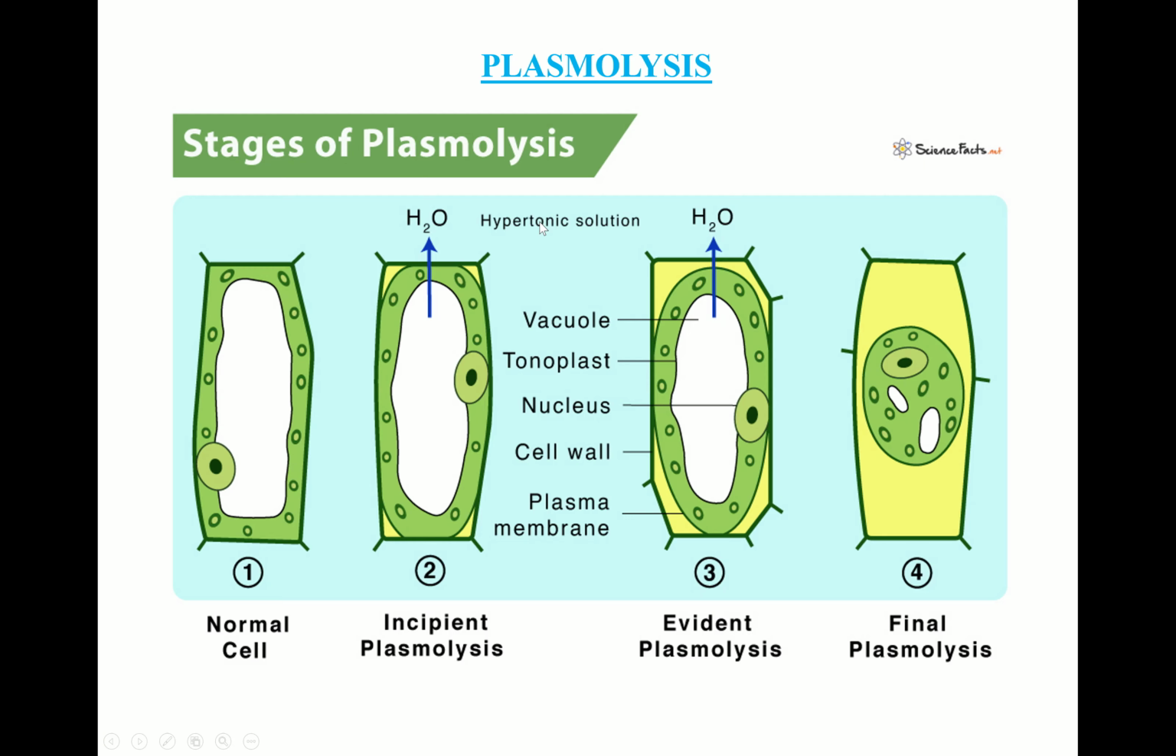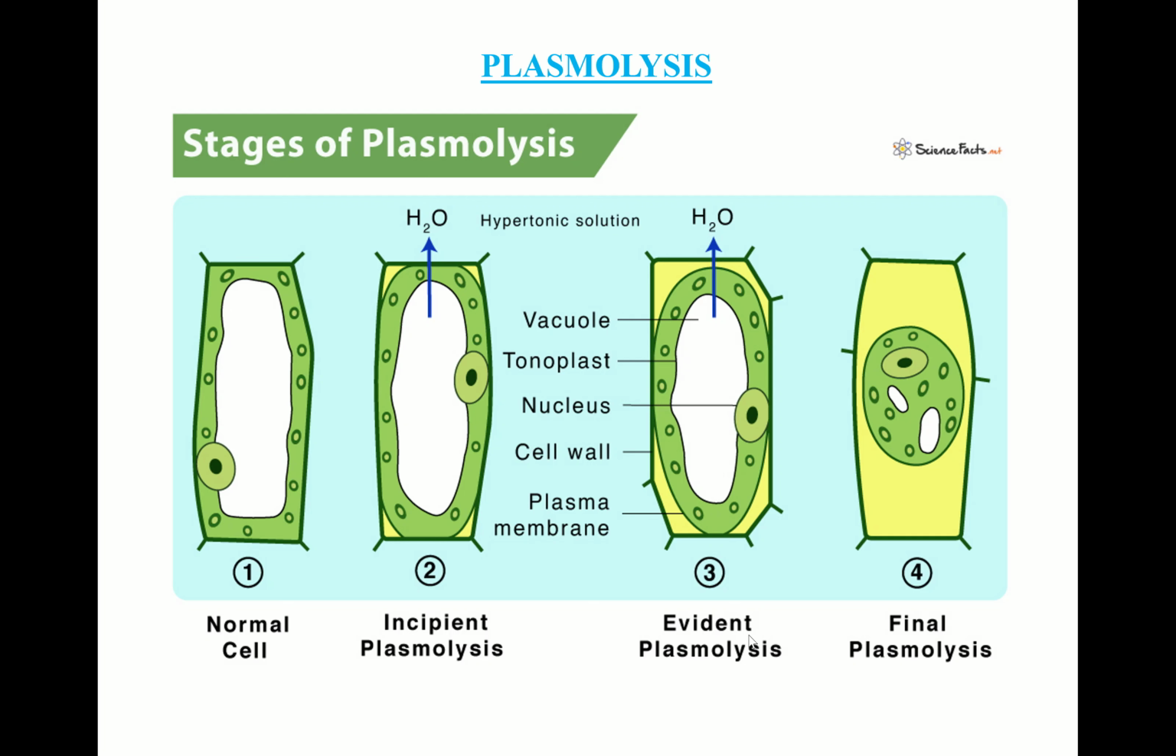Let's see plasmolysis. What is plasmolysis? We can define plasmolysis as the shrinkage of the protoplasm. You can differentiate: this is a normal cell and this is incipient plasmolysis. Here the plasmolysis has just begun. You can see there is a shrinkage of the protoplasm, and it has started moving inward, and you can see the space here. So this condition is called incipient plasmolysis.